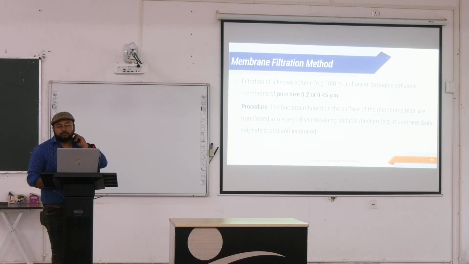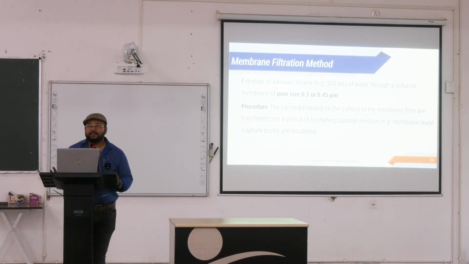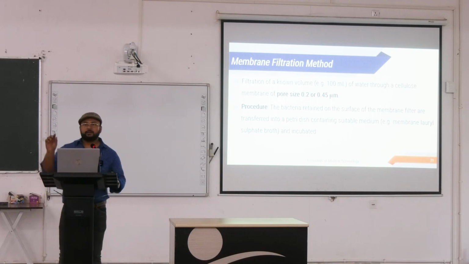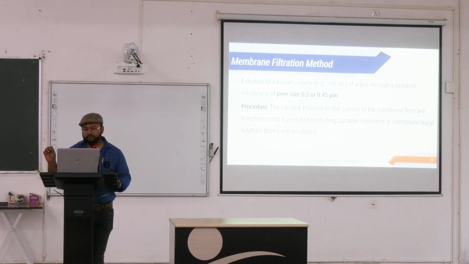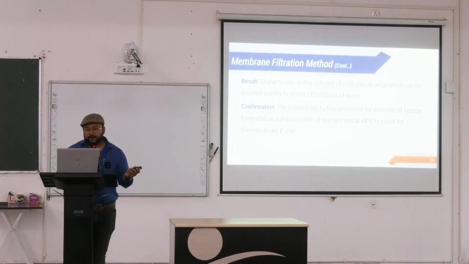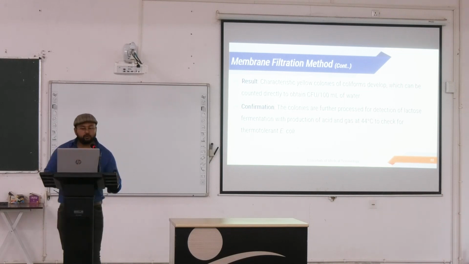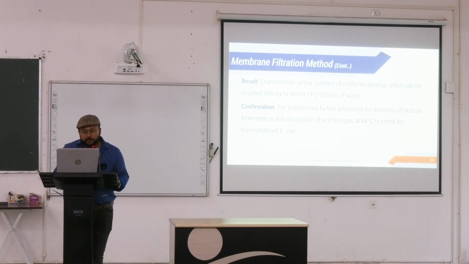Now the membrane filtration method. The membrane filtration method is used for dialysis water. It is filtration of a known volume of water through a cellulose membrane with a pore size of 0.2 to 0.45 micron. And what is the procedure? The bacteria are retained on the surface of the membrane filter, and after that the membrane filter is transferred into a petri dish containing a suitable medium and incubated. Then we interpret the results. The characteristic yellow colonies of coliform develop, which can be counted directly to obtain colony forming units per 100 ml of water.